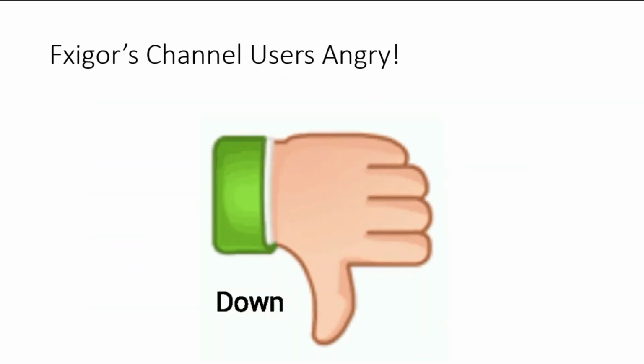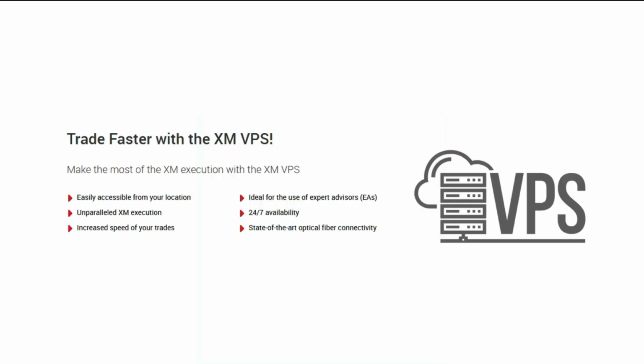So let me start from the beginning. First, you need to find a virtual private server. A virtual private server is usually free if you have a broker, and your broker will provide it. For example, I will provide you a lot of links below this video, so you can go and use virtual private servers from several brokers if you want.